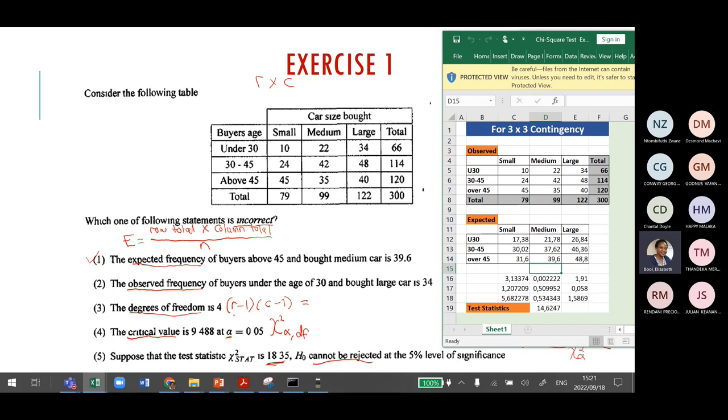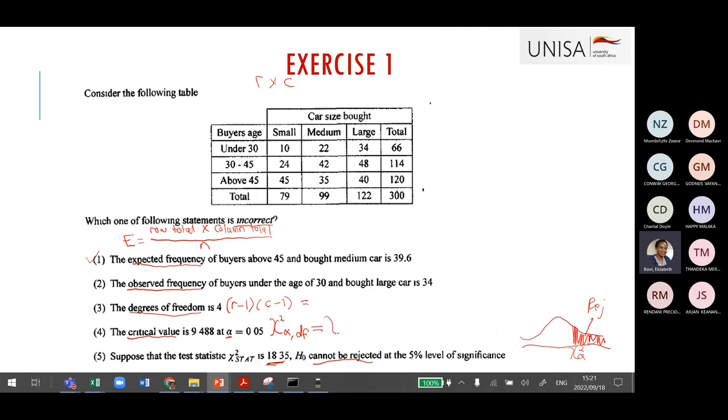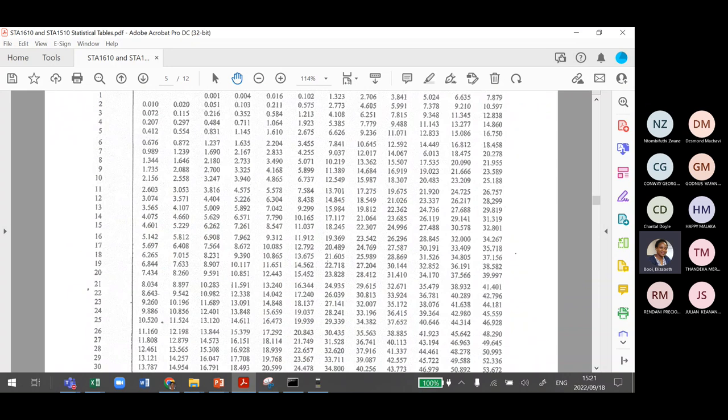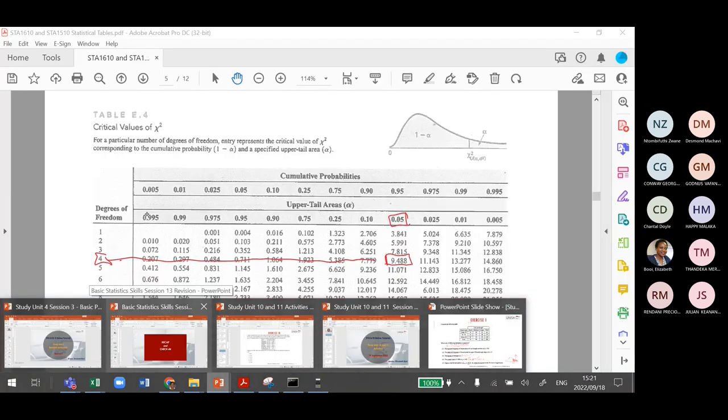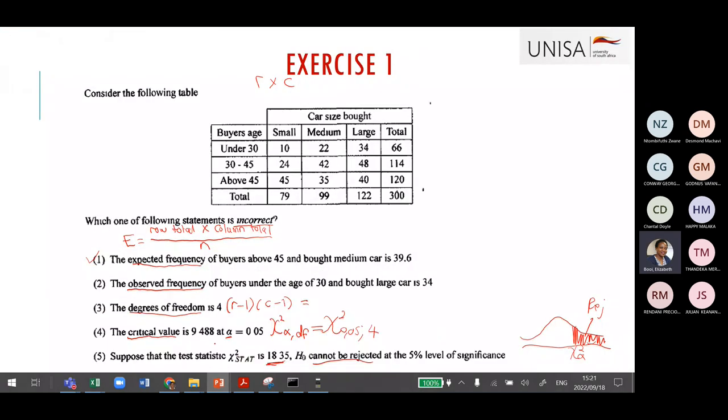The critical value at alpha of 0.05. Therefore, we need to go and find the critical value on the table for 0.05 and 4. When we go to the table of critical values, we go to the upper tail area and look for 0.05 and 4, where they both meet. That is the critical value, which is 9.488, which means all that are correct.